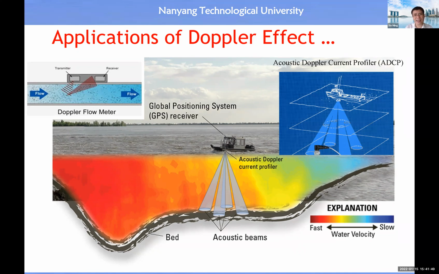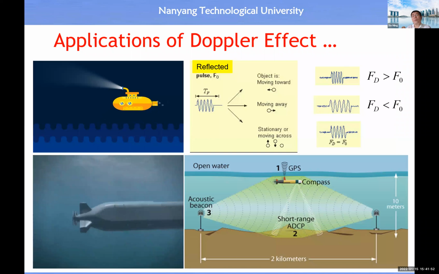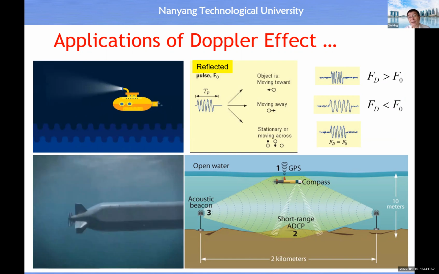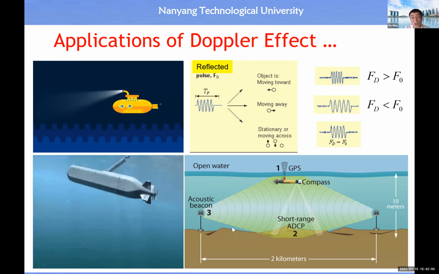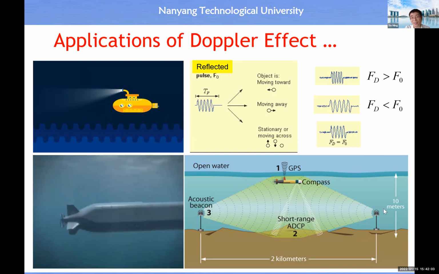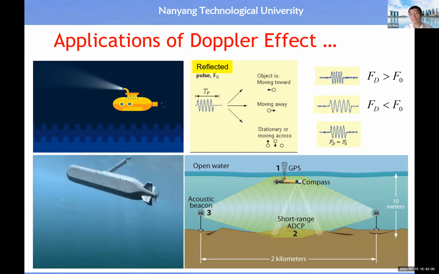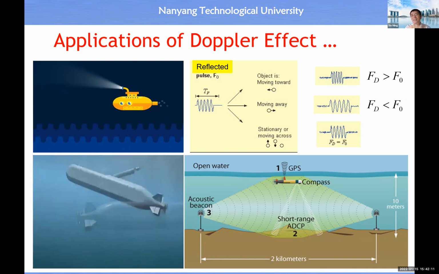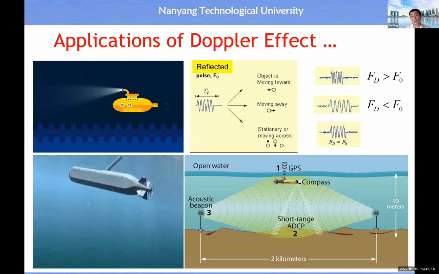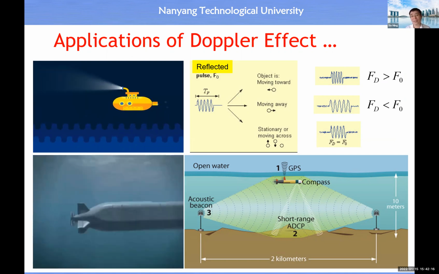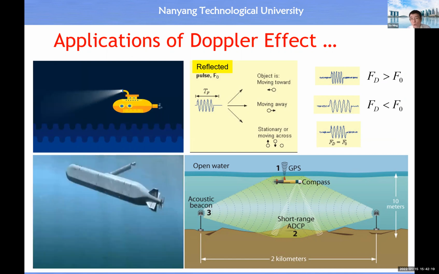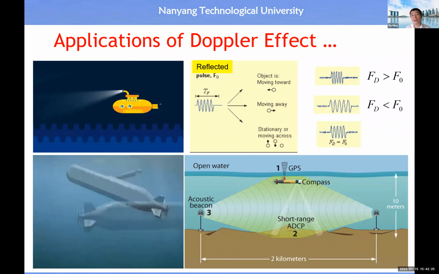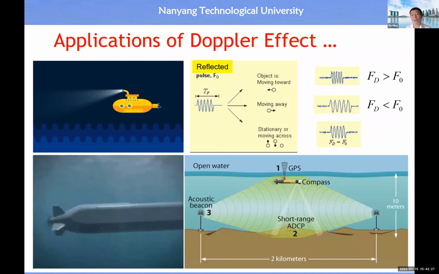Right. And another application is for the submarine to estimate its own velocity with respect to a wave source. For example, here, acoustic beacon means this is the wave source. So we may have an installation of a matrix of wave sources. Then the submarine can identify its relative velocity with respect to the nearby wave source. If the wave source could also emit its own positional information, then this could be a way for the submarine to localize its position, right?